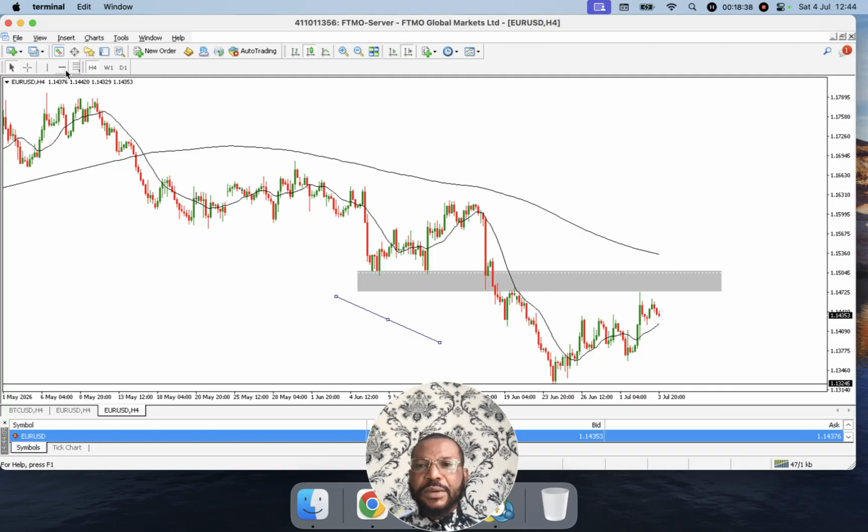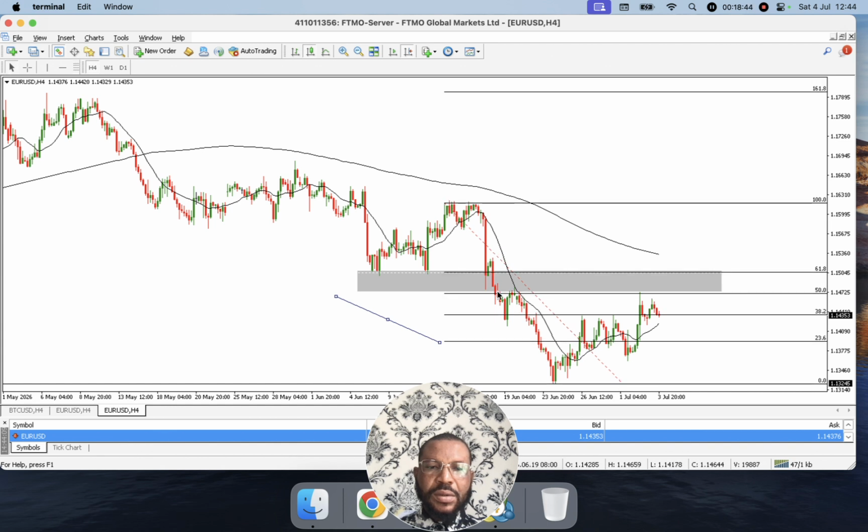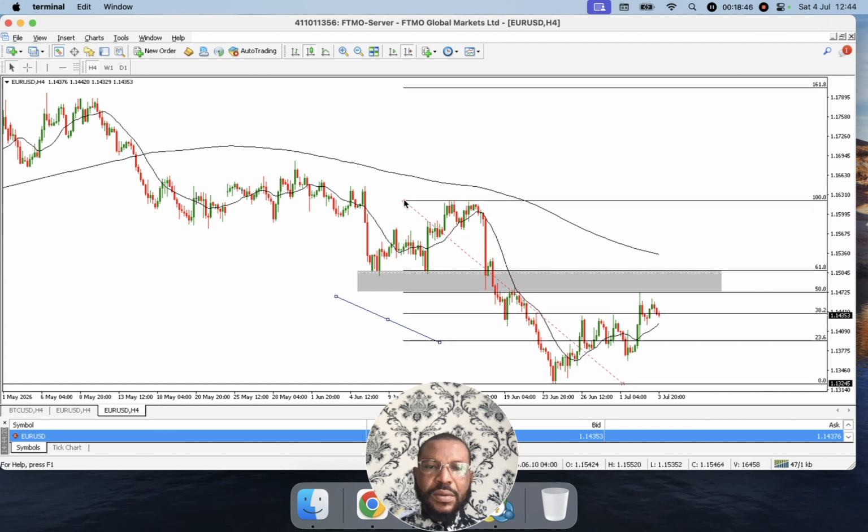Let me take the Fibonacci because I used that Fibonacci last week. From here to here. Here's the 50 to 61.8 area. And the market came to the 50 area. Actually, last week I used the 61.8. Nevertheless, I always use the 50 to 61.8. I'm just looking at a worst case scenario. So now, these sellers have a strong hold here. This is a good support that will come back to turn to resistance.